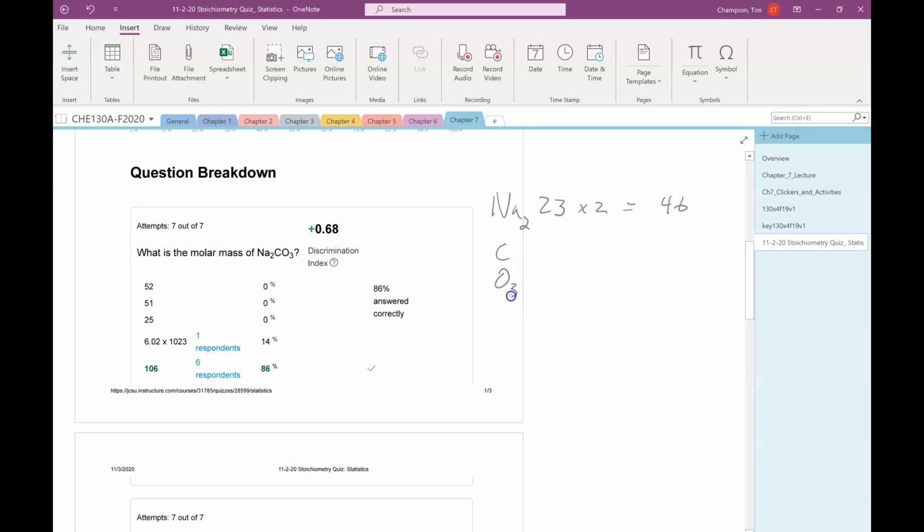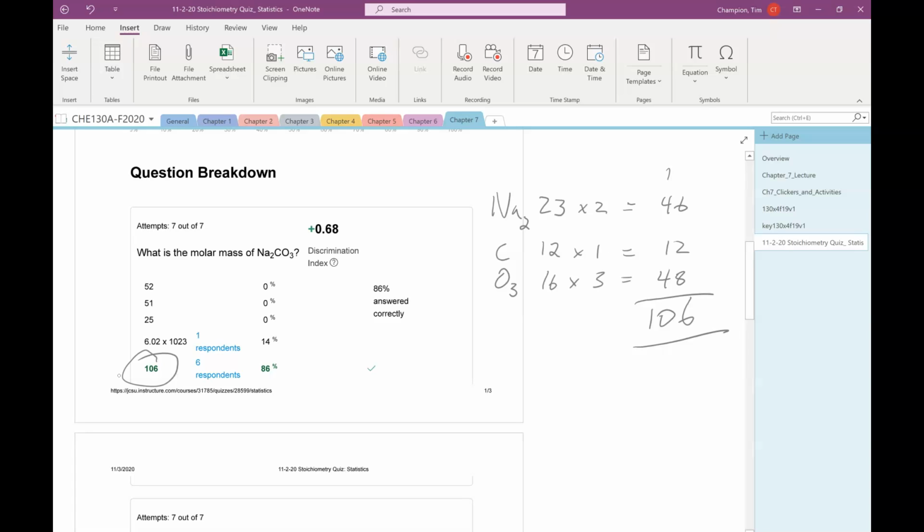Carbon is only one carbon there, and its atomic weight is about 12, so 12 times 1 gives me 12, and then oxygen, atomic weight 16, and we have 3 of them, that's 48. And if we add those up, 8 and 2 is 10, and 10 plus 6 is 16, so that's a 6, and I carry my 1, and 1 and 4 and 1 and 4 adds up to 10, so 106 is the correct answer, which most of you got.